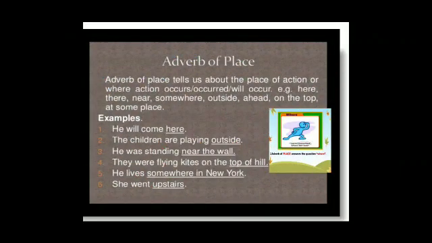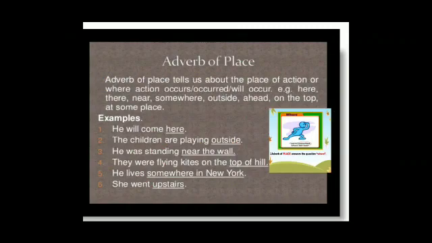Now, the next is adverb of place. Adverb of place tells us about the place of action, or where the action occurs, occurred, or will occur. Means it tells us about the place, where the action occurred. Examples are here, near, there, somewhere, outside, ahead, on the top.